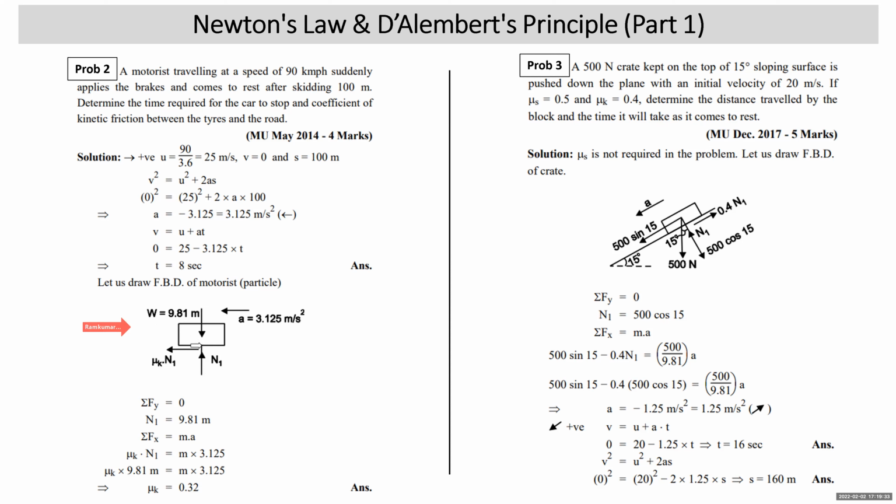Let's apply sigma Fy is equal to 0: N1 is equal to 9.81 m. Sigma Fx is equal to ma. The only force acting on this box is mu k N1. So sigma Fx is equal to mu k N1 is equal to m into a. Put the value of N1 as 9.81 m; m gets cancelled, and you get mu k as 0.32. This way you get the coefficient of kinetic friction between the tires and the road surface. When you apply Newton's law, forces in the direction of acceleration are taken as positive.